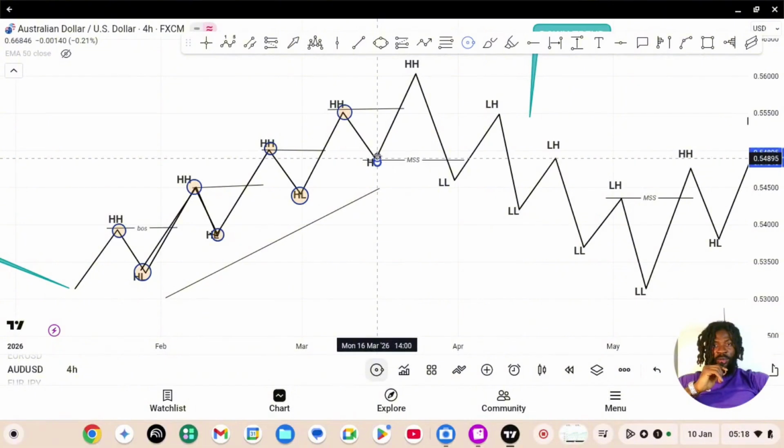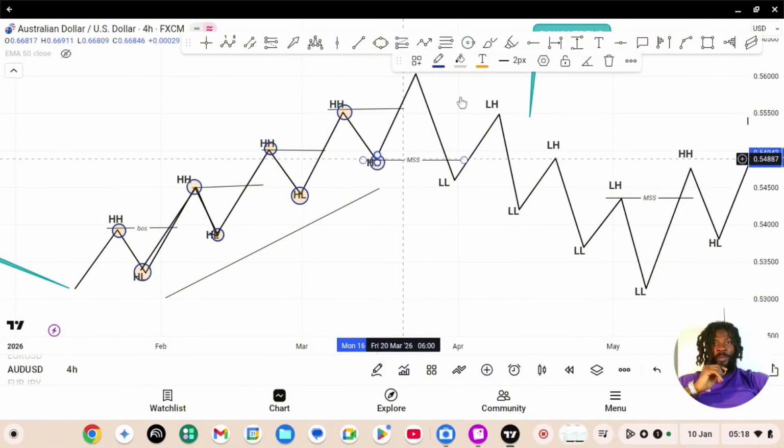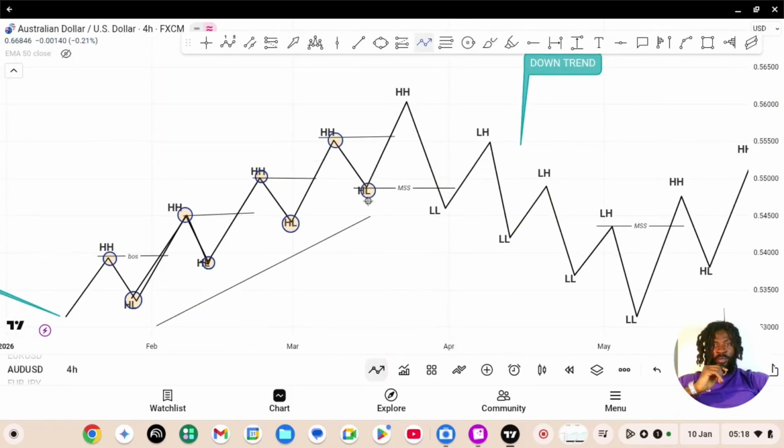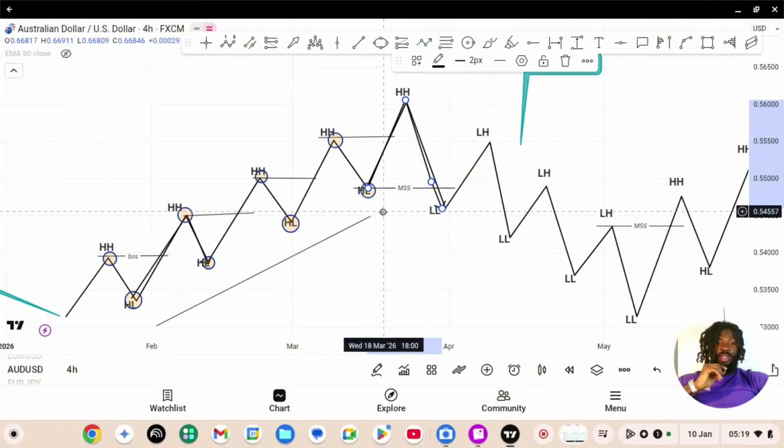We have the last higher low here. Now look at what the market did. From this higher low we created a higher high. The market was supposed to give us another new higher low, but look at what it did. It violated the previous higher low by giving us a market structure shift. You can also call it a change of character. So this is the first sign of a reversal.